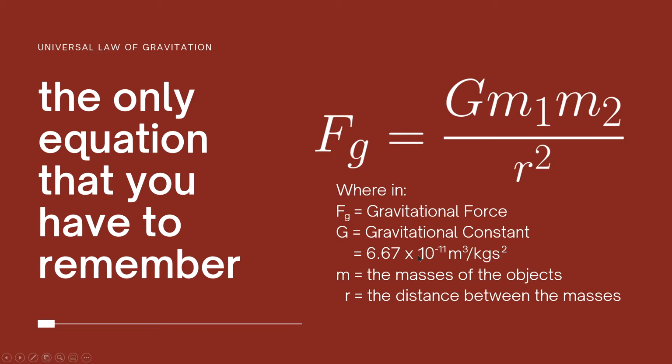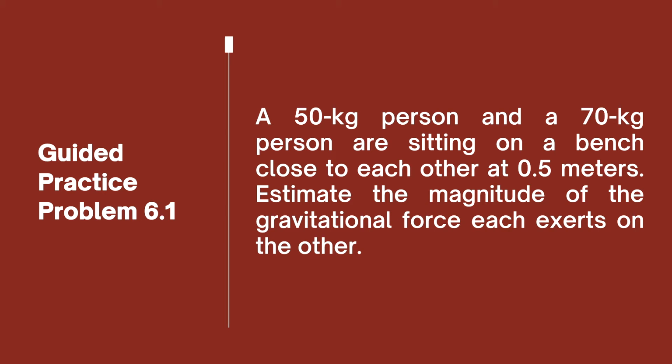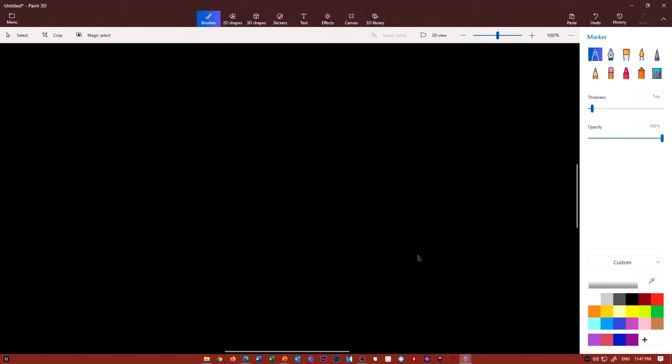So let's have some guided practice problems to further understand the topic. Then after this, you can now proceed to taking the last written works, which will basically bolster your scores. For your first problem, we have a 50 kilogram person and a 70 kilogram person sitting on a bench close to each other at a distance of 0.5 meters. We're going to calculate the magnitude of their gravitational force, or the force that causes the attraction between them. Let's open the paint here.